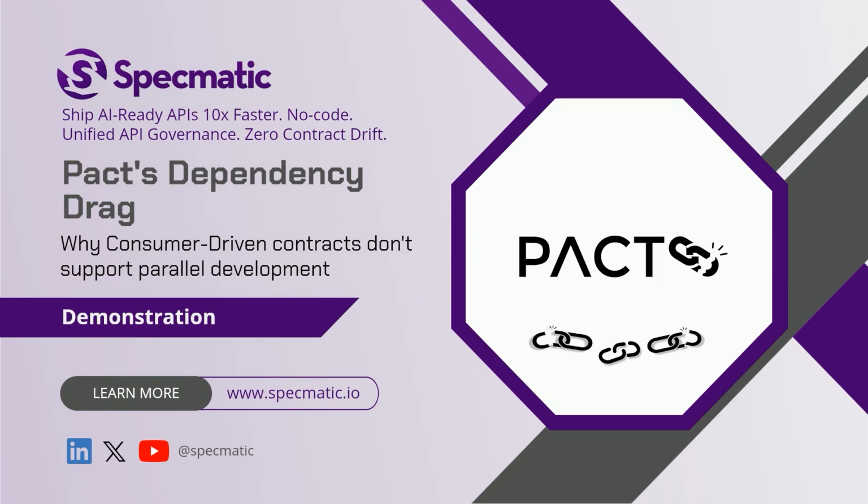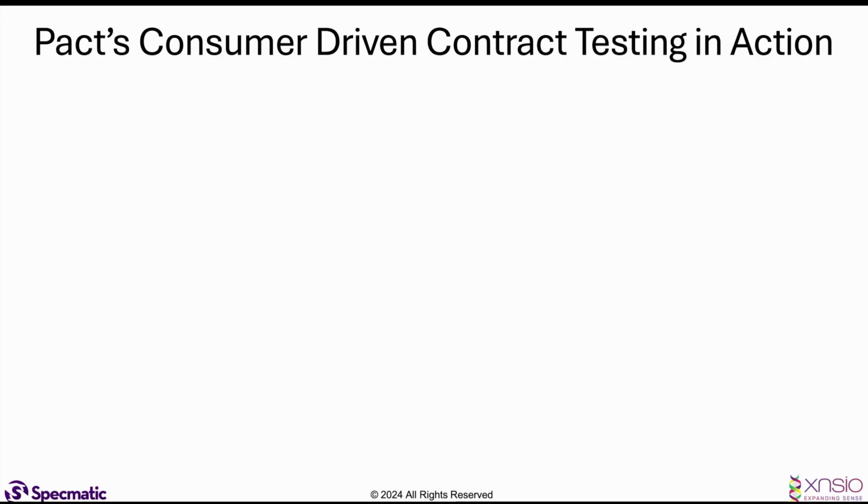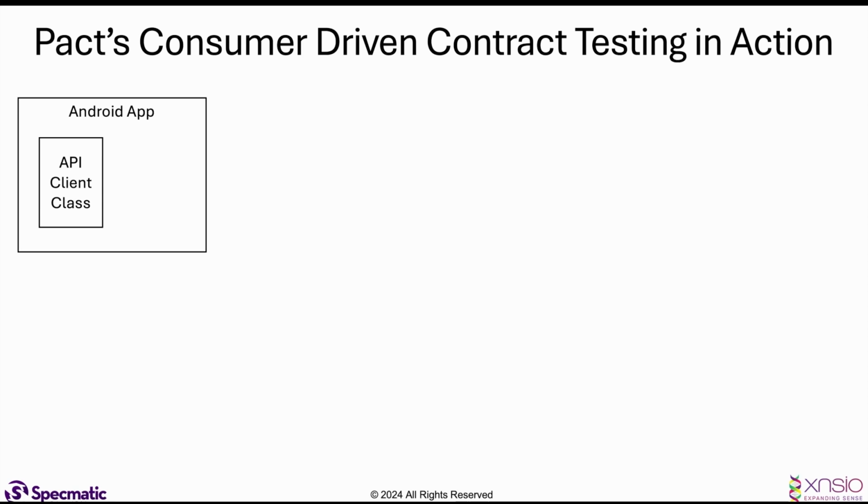Here's what we learned using Pact for contract testing. Pact is a code-first consumer-driven contract testing tool. What do I mean by that? Let's say I'm building an Android application and I have an API client class, which is the one which invokes the API provider, which in this case will be a backend for front-end service.